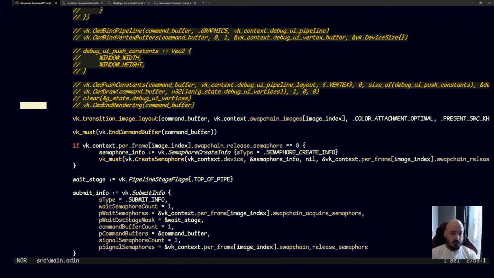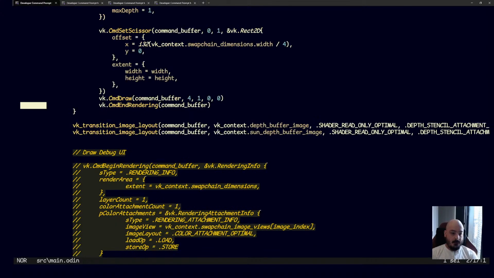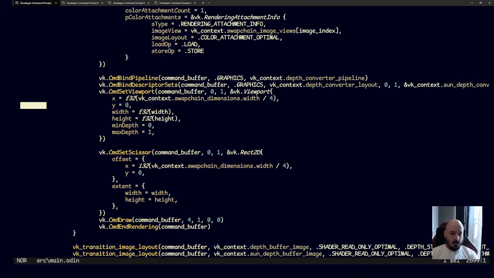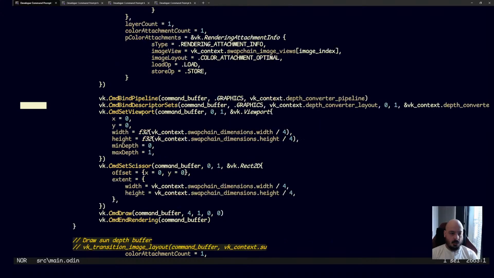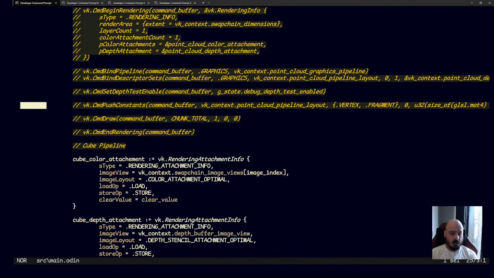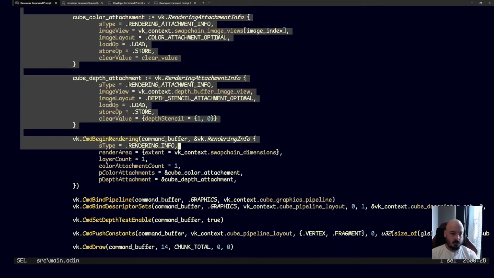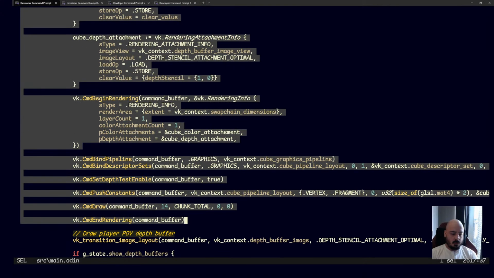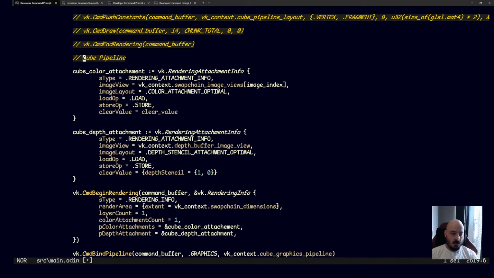All the way down here. So we were drawing... oh, what was this? Depth converter, cube pipeline... alright, here it is. I guess I'll just comment that one out. I'm gonna have to clean this code up at some point, but I'm definitely not gonna clean it up on the stream. It's too much boring drudge work.